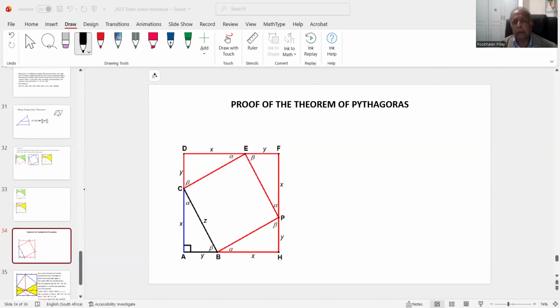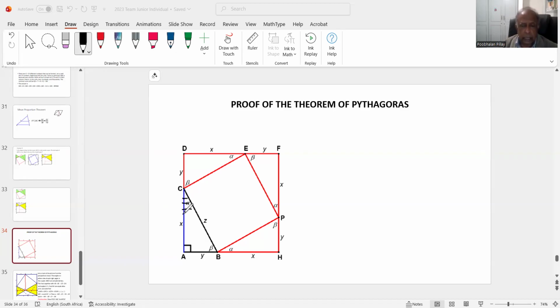And here I'm going to prove the theorem of Pythagoras. Hopefully, you guys are all very excited about this, because I think very few people I know know how to prove the theorem of Pythagoras. And I'm going to prove it for you.